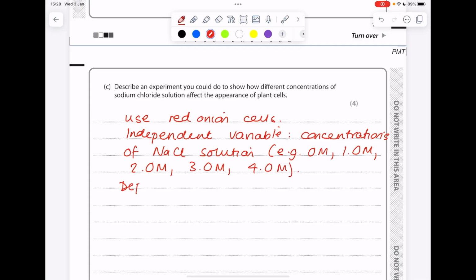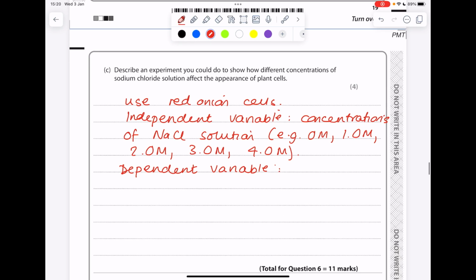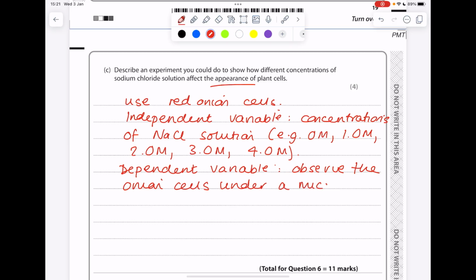What's our dependent variable? What are we measuring? What are we examining? It's a bit weird, because we're not really measuring anything, but we're going to observe the onion cells under a microscope, just because it talks about the appearance. Give a time frame. After 5 hours, just pick something sensible.